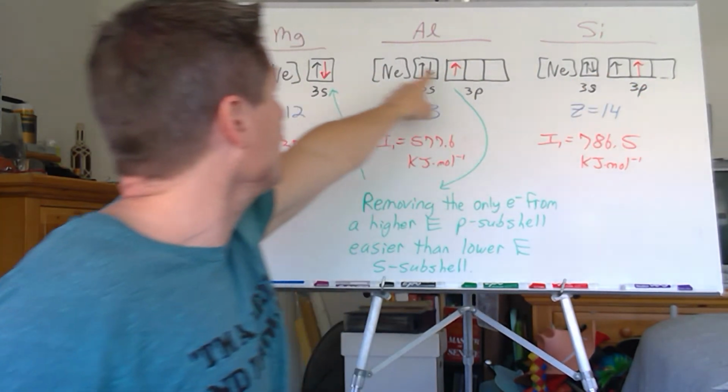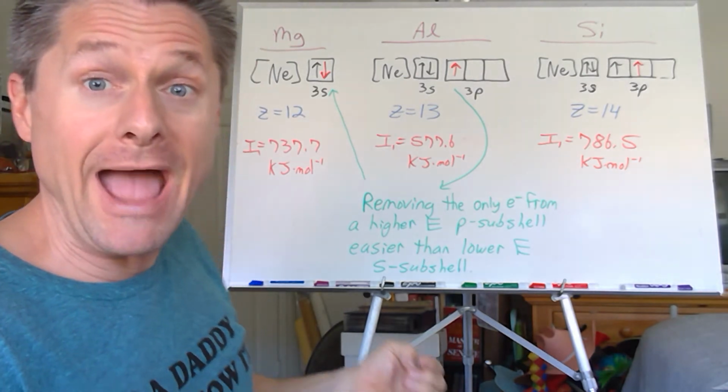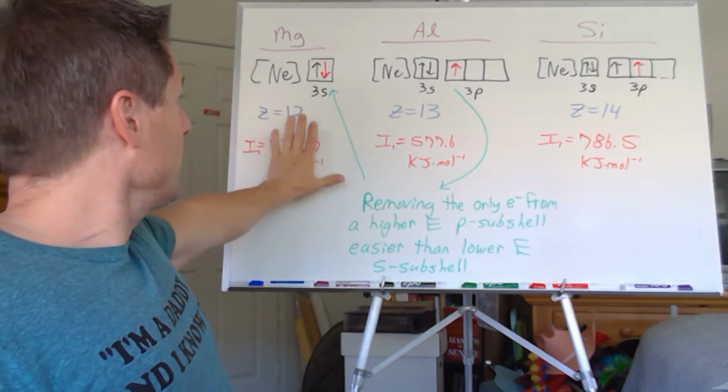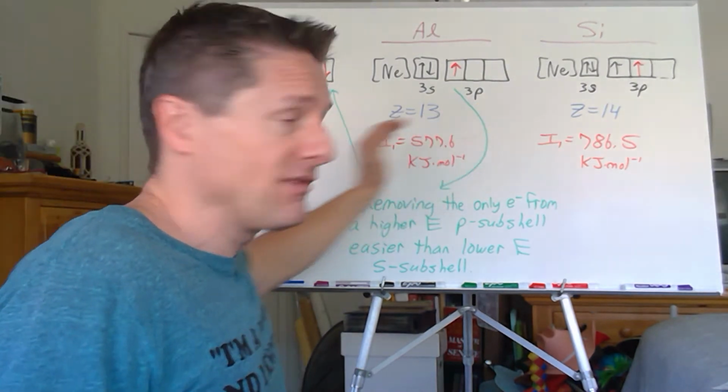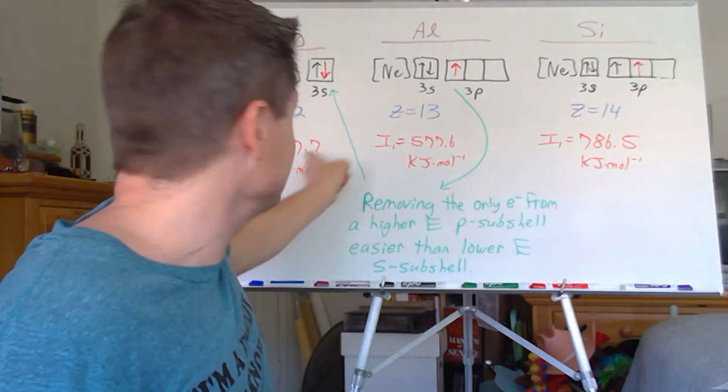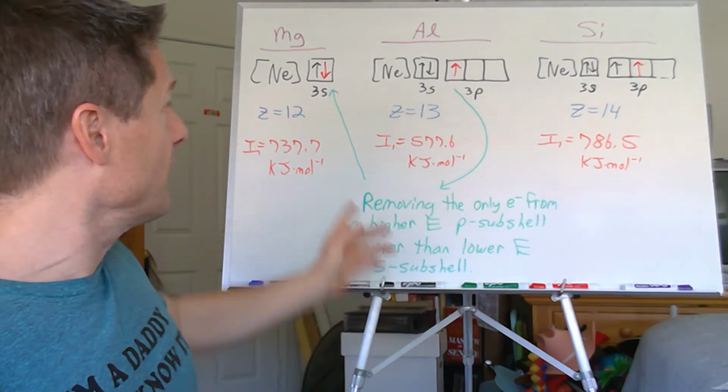So I drew the electron in red, which is the one that goes bye-bye, right? That's the easiest one to remove. So take a look at the trend. So we have 12 protons, 13, 14. We expect the values to go up, and that's true between neon and silicon, but it's not a huge jump, and there's a reason for that.